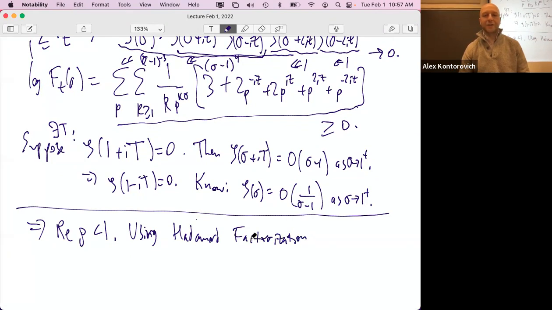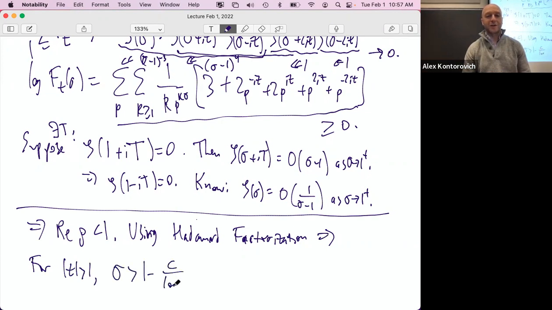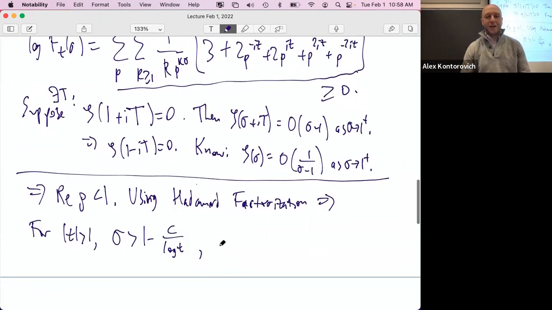of entire functions, you can get more. Let me skip how you do this, because I think it is well explained in lots of places. You'll get that for t bigger than 1, and for sigma greater than 1 minus some constant over log t, in this range, zeta prime over zeta of sigma plus it is bounded by, again, some constant times log t.